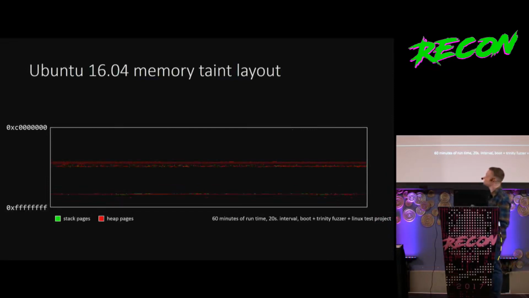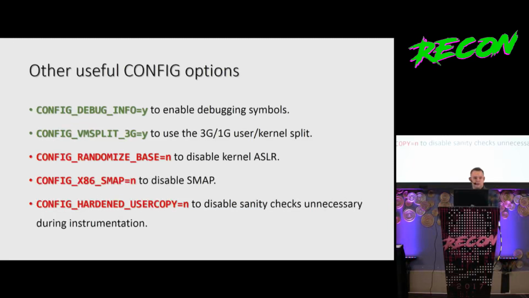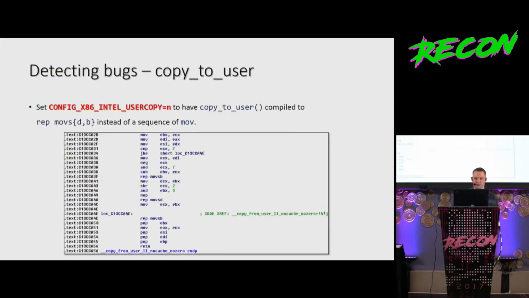And here you can again see how the memory taint layout works in Ubuntu 16.04. It's not very visible, but pretty much most of the allocations are heap allocations, and the basic conclusion is that it takes much less memory than Windows does. But it's also quite obvious because the Ubuntu that I tested was just a server edition, so it just had a simple console and no UI. Then we have some other useful config options for enabling debugging symbols, configuring the user/kernel memory split, disabling kernel ASLR and stuff like that, basically just to make everything work smoothly and conveniently for us.